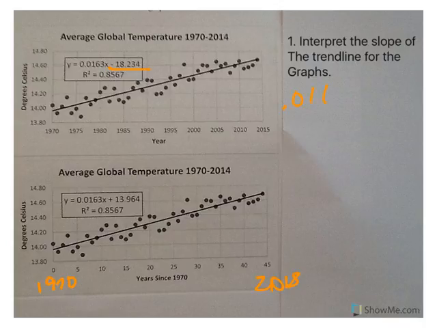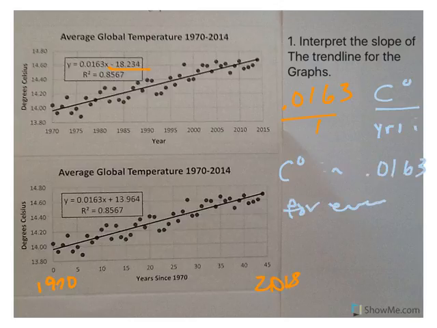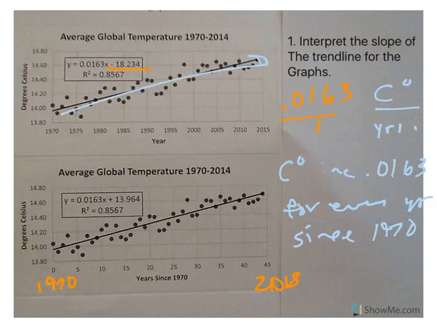The slope is 0.0163 over 1. The numerator represents degrees Celsius, and the 1 is years since 1970. So degrees Celsius increases 0.0163 for every year since 1970. And I say increases, right? It increases because the slope is positive and it goes up.